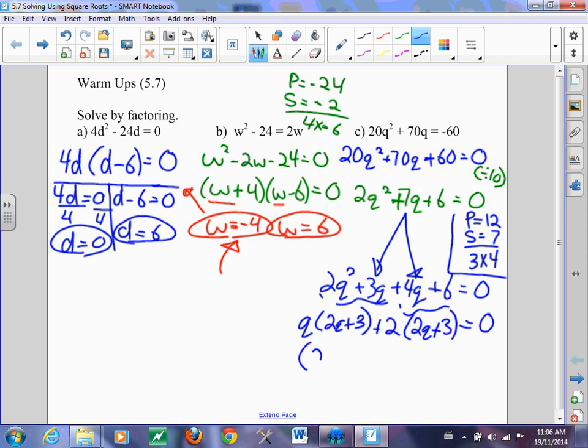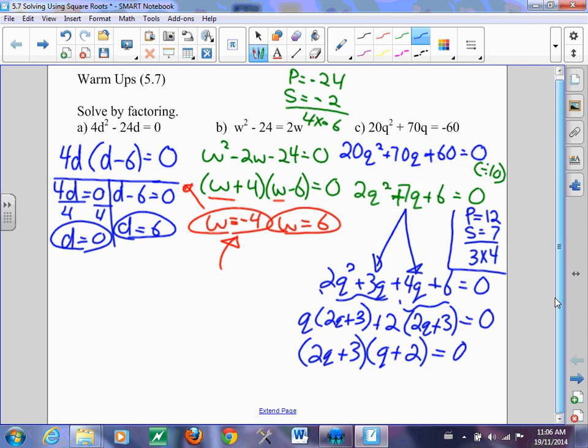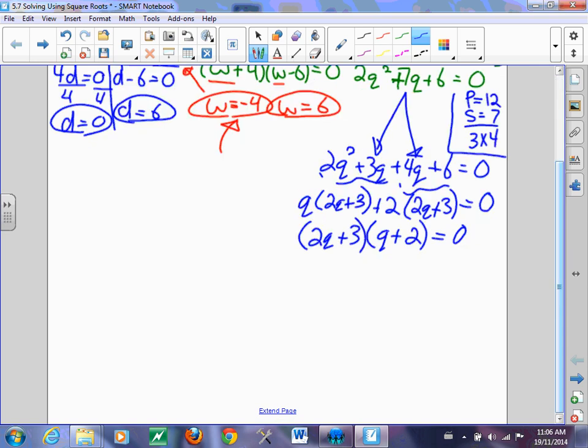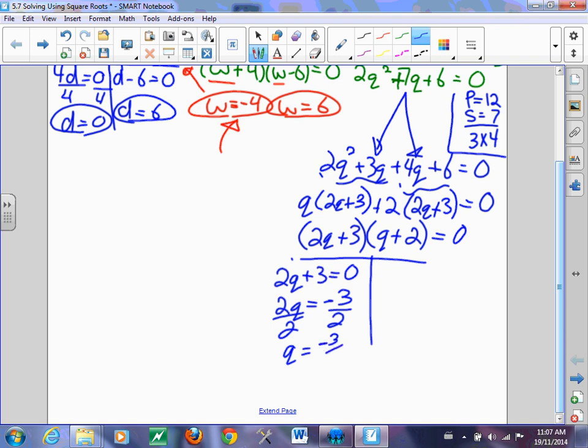Common binomial, folks, is 2q plus 3. And your leftover makes the other factor, q plus 2 equals 0. Okay, this one may be harder for you to figure out, so you may want to do the t-chart for this because you're going to have a fraction. 2q plus 3 equals 0. Get the 2q term by itself, so 2q equals negative 3. To get q by itself, divide both sides by 2. So q equals negative 3 over 2. Okay?